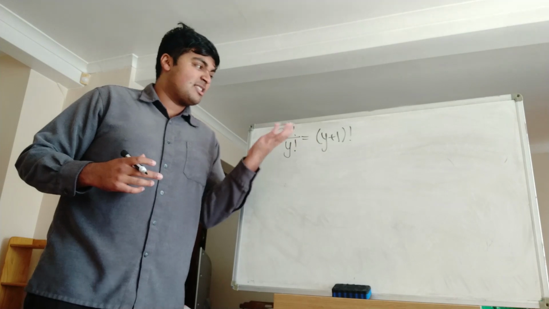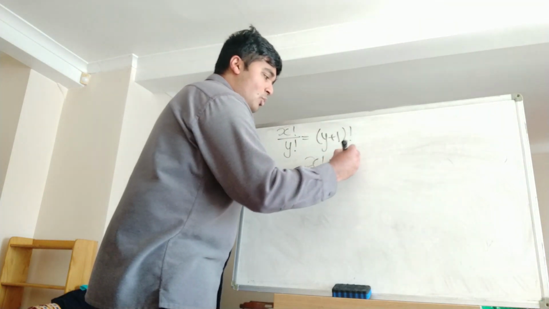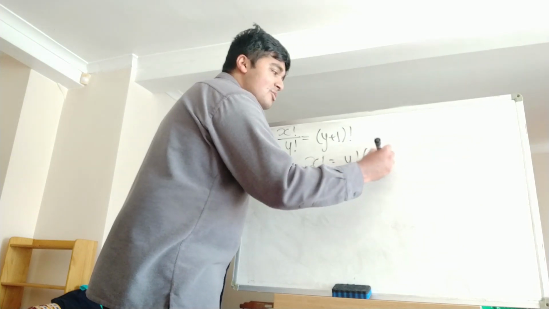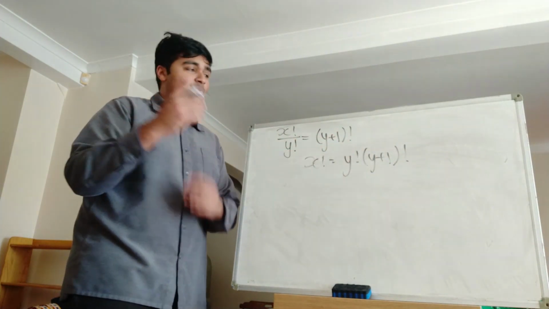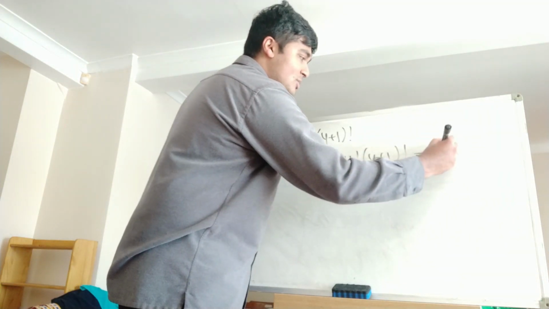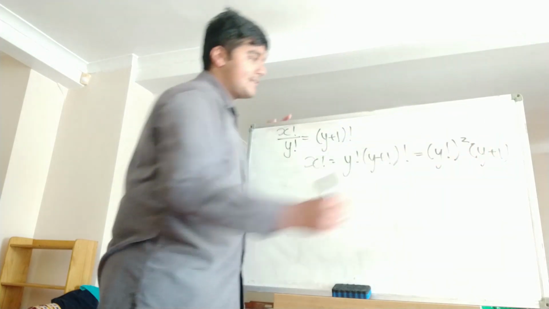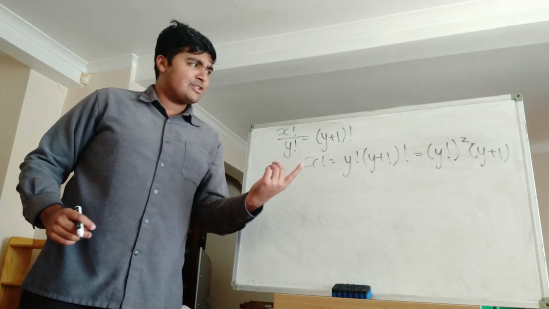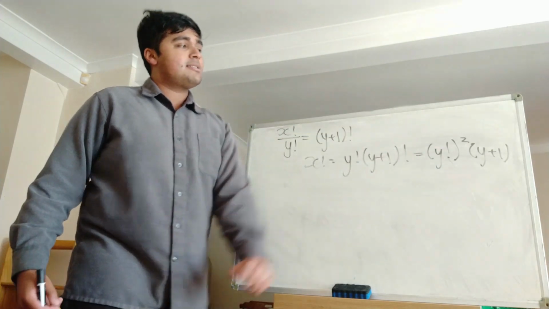What we're going to do is just rearrange this equation here, so we get x factorial equals y factorial times (y plus 1) factorial. But of course, (y plus 1) factorial is just (y plus 1) times y factorial, so this is just (y factorial) all squared times (y plus 1), like so. Cool, we have this equation here, and if we have a stare at this, we see on the right-hand side we've got something squared times something.